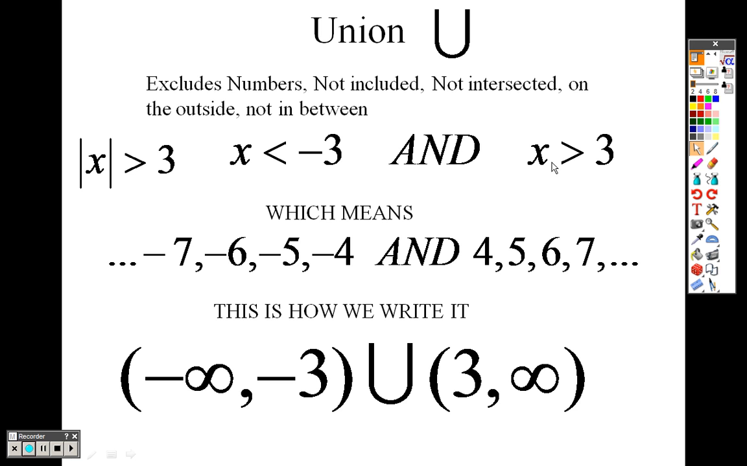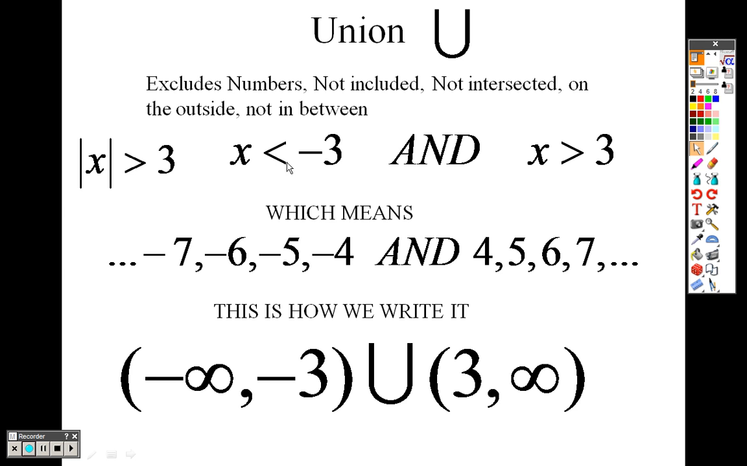But then we jump and we start up again at 3, which is what this is saying. We're starting at 3 and we're going everything up to infinity, which is 4, 5, 6, 7. So keep in mind, this is like a skip. What are we skipping over? We're skipping over all those numbers in the middle, like negative 2, negative 1, 0, 1, and 2. We're skipping over the numbers that don't work.